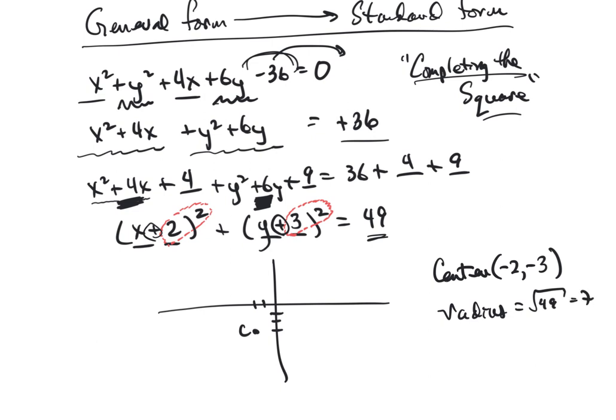So what I want you guys to do is go up 7, 1, 2, 3, 4, 5, 6, 7. Right 7. Down 7. And left 7.